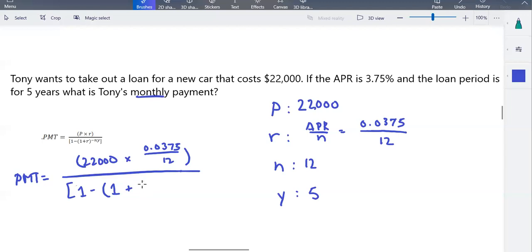So let's see, we'll get another 0.0375 divided by 12. We have a negative exponent, negative 12. And I'll use parentheses to indicate that I'm multiplying N and Y. So this is what I have here.